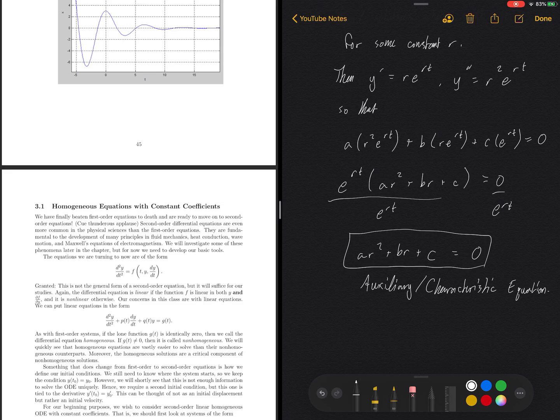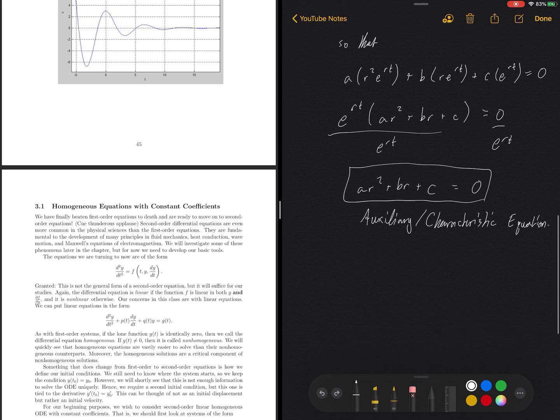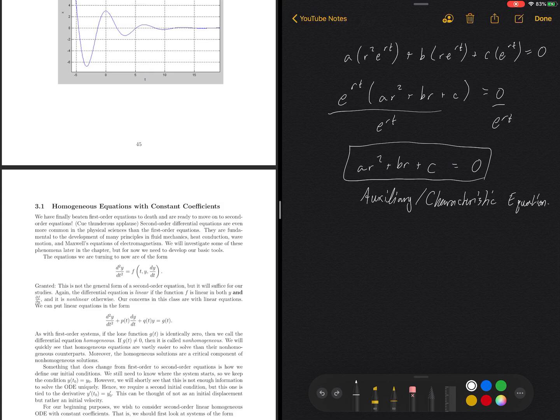And this is what is called the auxiliary or characteristic equation. This is what's going to tell us exactly which values satisfy the assumption that our solution is exponential. Because there are only ever at most two complex valued solutions to this equation, there's only two values of r that will make this work. You can see those in the quadratic formula, I can write that down.